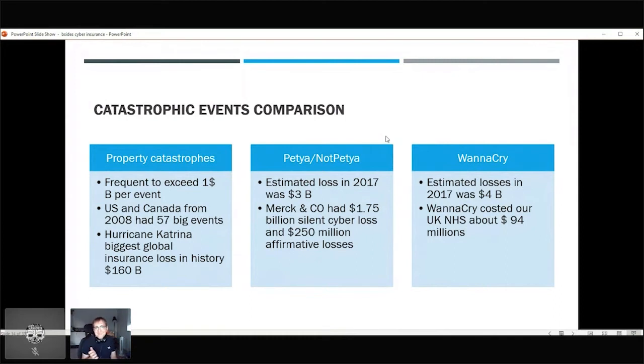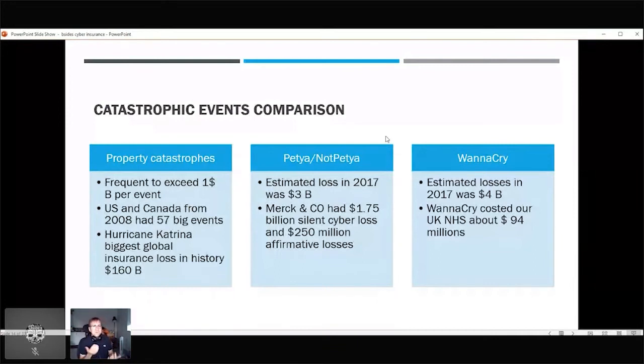Just to give you an idea, in property it's frequent to have a $1 billion loss per event. If you look at the US and Canada from 2008 until now, there were 57 big events like that. Hurricane Katrina, the biggest global insurance loss in history, was $160 billion. That's the kind of size we're talking about in physical insurance. But for Petya, the estimated loss in 2017 was $3 billion. Merck & Co., the pharmaceutical company, had a 1.75 billion cyber loss and 250 million affirmative losses.